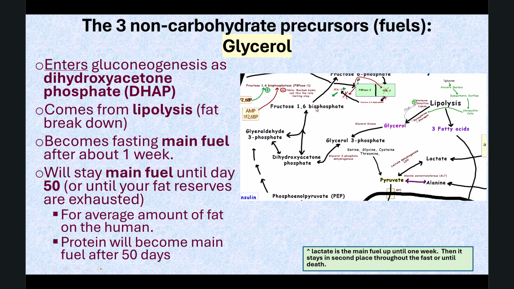And then we'll talk about this further when we get to it. So that's the story with glycerol. So just the facts on the slide. Glycerol enters gluconeogenesis as dihydroxyacetone phosphate. It comes from the process of lipolysis, so the breakdown of adipocytes, fat cells.